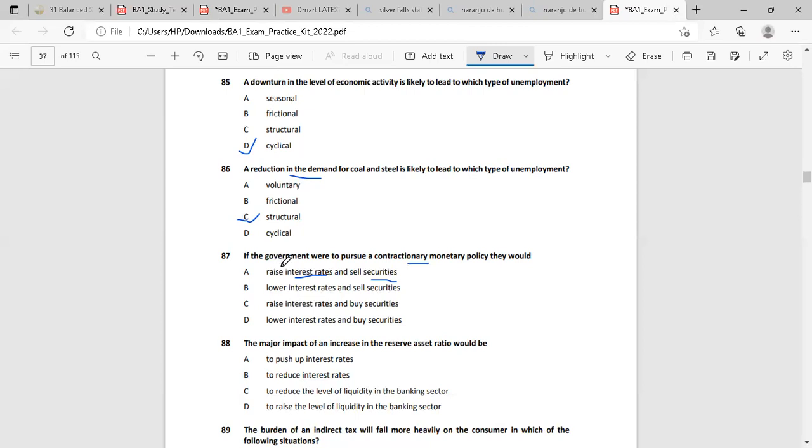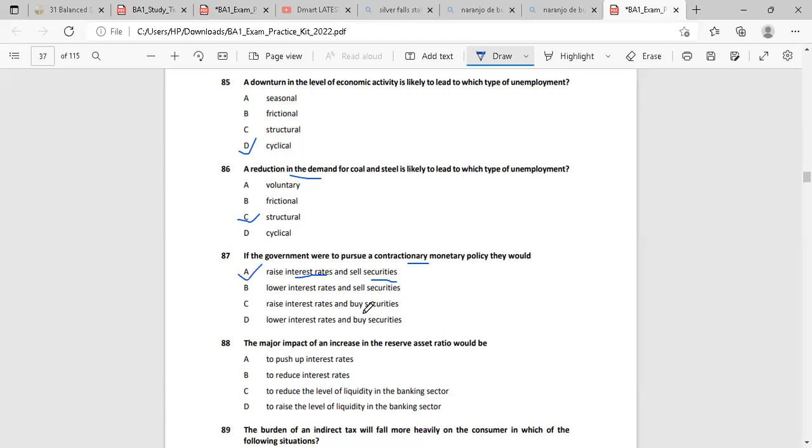To cut down on the activity, the interest rates will be increased. Along with that, the securities should be sold. When they sell, people buy. When people buy, their money will flow to the government. So there's less money in the economy. So A is the answer.